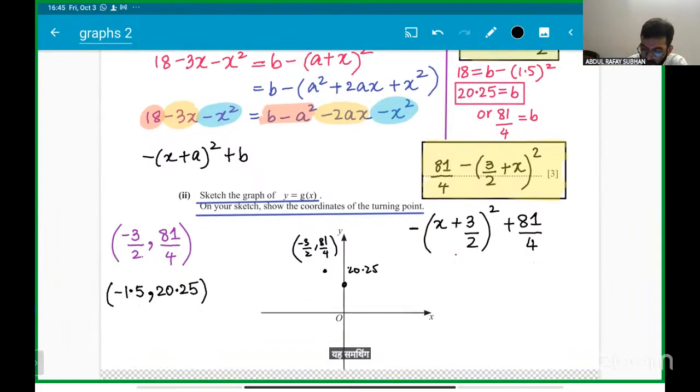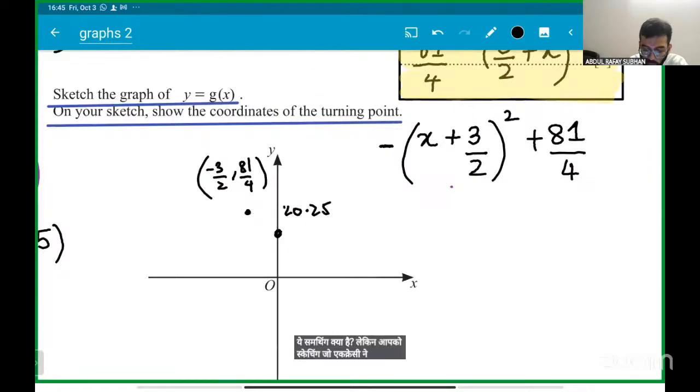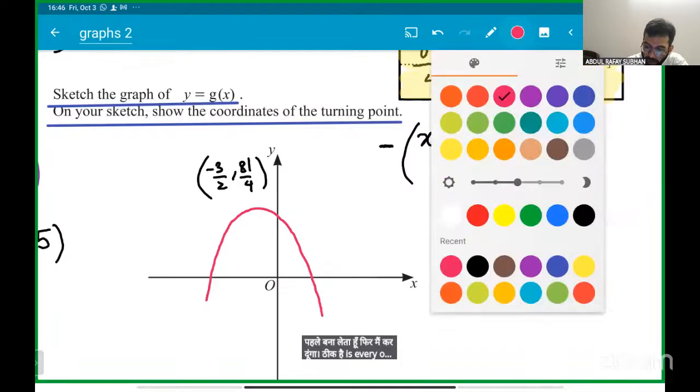देखिए आपको स्केचिंग में जो एक्यूरेसी है वो ये है. अगर ये 20.25 कह रहे हो तो 18 थोड़ा सा ही नीचे होना चाहिए, ज्यादा नीचे नहीं हो सकता. So that's how my graph will be looking like. कि सर ये ग्राफ हमारा ऐसे दिखेगा. पहले बना लेता हूँ फिर मैं वो कर दूंगा, ठीक है जी. Is everyone getting it? इस तरह करके मेरा ग्राफ दिख रहा होगा.